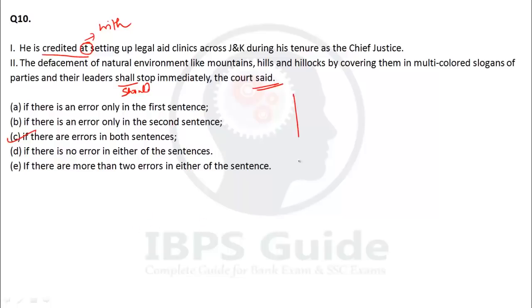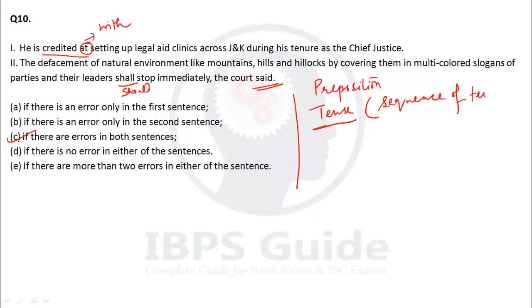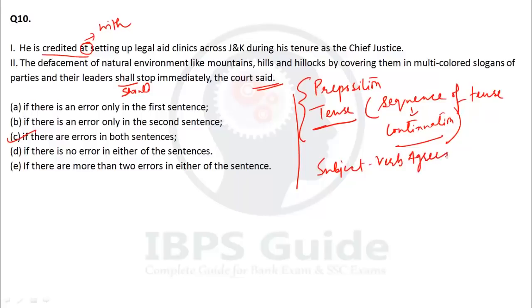Basically these 10 sentences are basically errors जिसमें हमें मिला था. That is, एक तो है prepositional error, second था tense. Tense में specifically sequence of tense. Sequence means that is the continuation of tense. These two chapters we have to cover, and one thing, that is subject verb agreement. I hope it is clear to you.